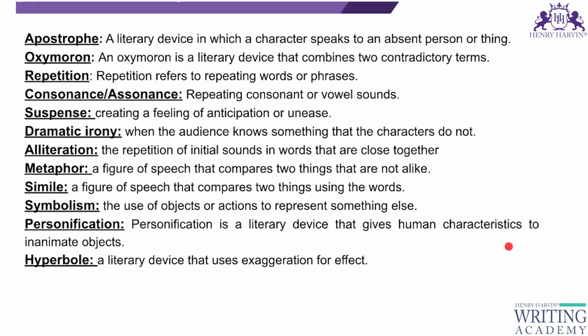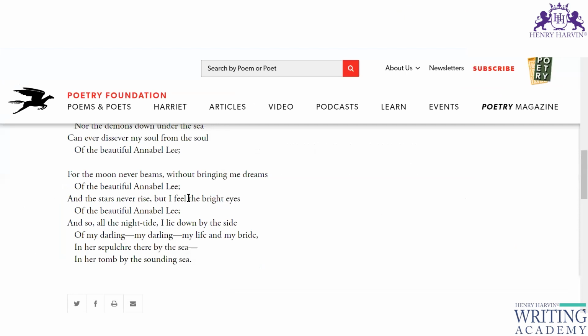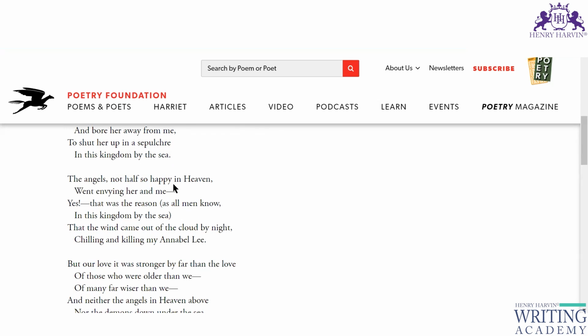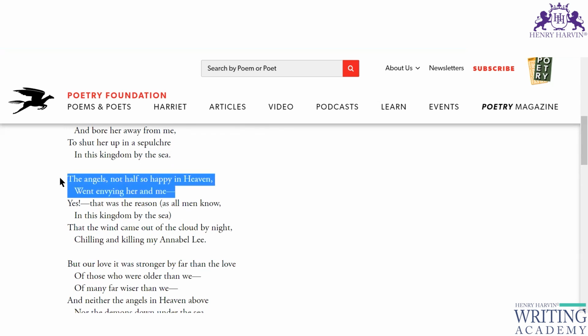Hyperbole, you exaggerate something. Like here, what Edgar is trying to exaggerate: the angels not half so happy in heaven went envying her and me. So he's exaggerating this thing. But yes, we can understand how he's trying to say that everyone who used to hear our story, our love, they used to envy us, that why don't we have the same love. Clear for everyone?